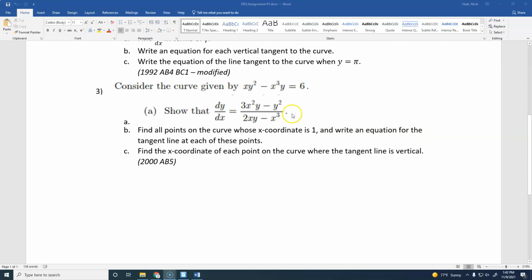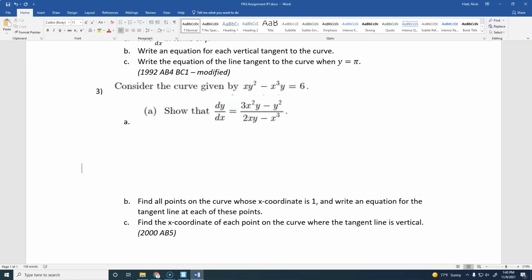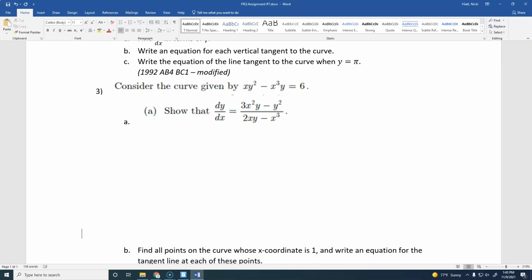Alright, we're going to do number 3 together. I'm going to space this out here. Somebody might need to pull up my solutions. I might need to get my solutions out to make sure I'm getting the same answers.